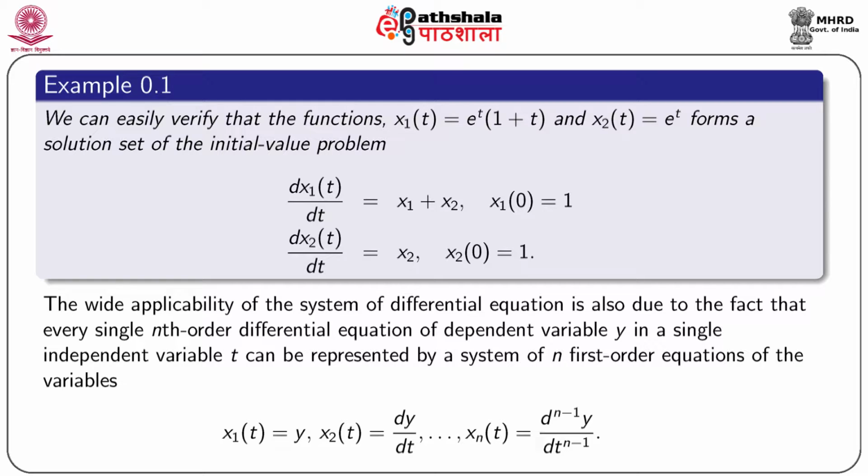The same thing can be checked: if you differentiate x2(t), it gives you e^t, which is x2(t), and hence it satisfies this differential equation. Also, for x2(0), if you substitute t equal to 0, it gives you e^0, which is 1. Hence it can be easily verified that both x1(t) and x2(t) form the solution set of this initial value problem.